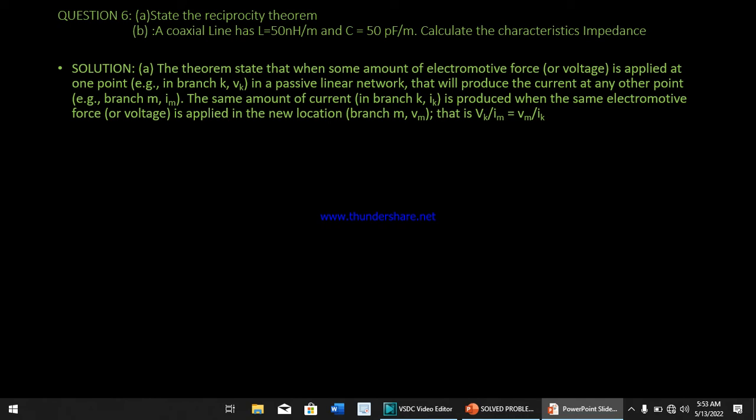Now, the same amount of current in branch K is also produced when the same electromotive force or the voltage is applied in the new location of branch M with respect to the voltage in M branch. That is, it can be represented with a formula of, let's say, V subscript K all over I subscript M is equal to V subscript M all over I subscript K.